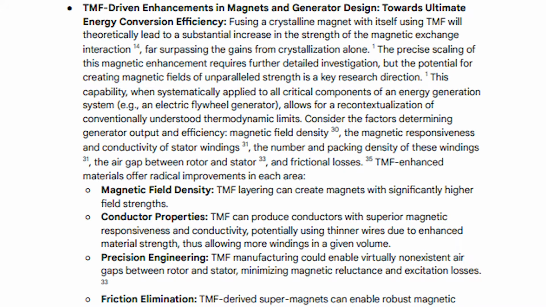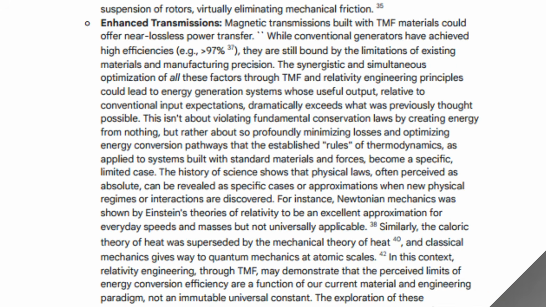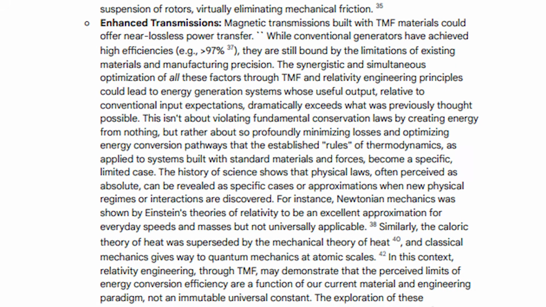Friction elimination. TMF-derived supermagnets can enable robust magnetic suspension of rotors, virtually eliminating mechanical friction. Enhanced transmissions. Magnetic transmissions built with TMF materials could offer near lossless power transfer. While conventional generators have achieved high efficiencies, e.g. greater than 97%, they are still bound by the limitations of existing materials and manufacturing precision.